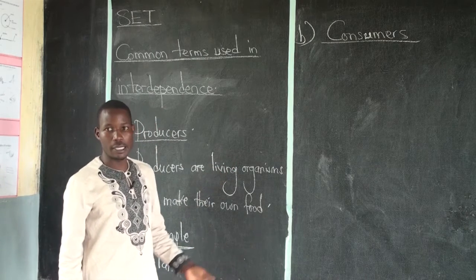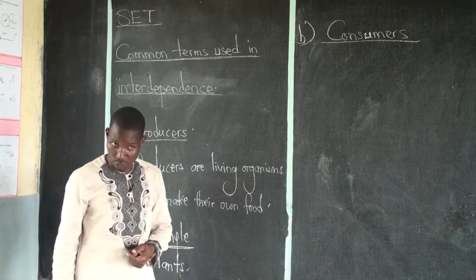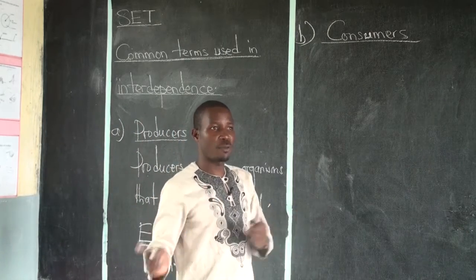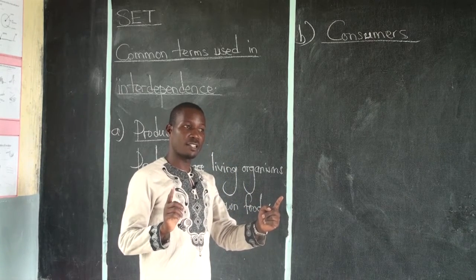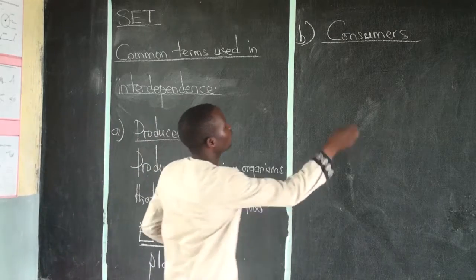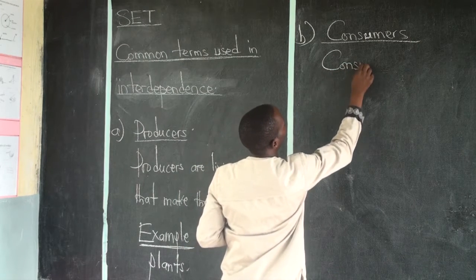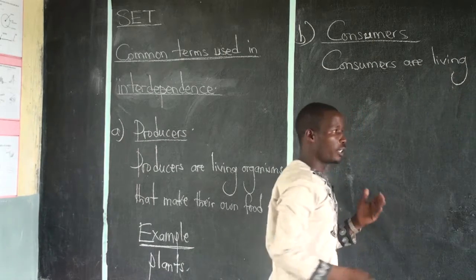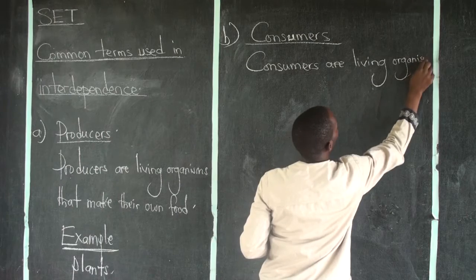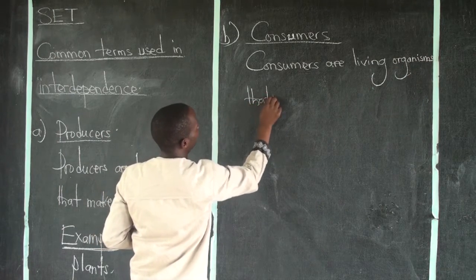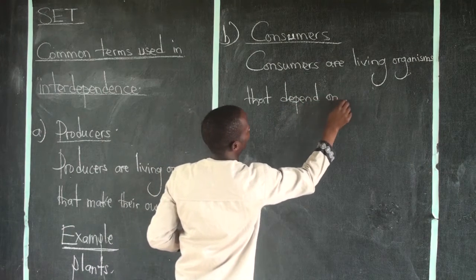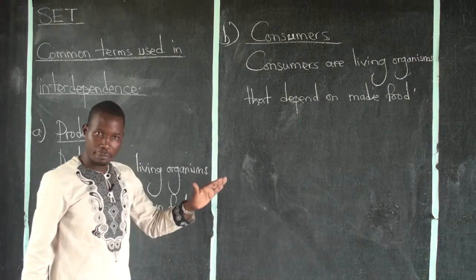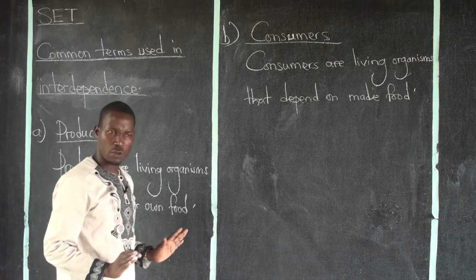If you look at the environment, there will be the animals. Animals will depend on food that's made by plants, because plants make their own food. That's why plants are there, because animals are there. So animals are going to be consumers. They will be depending on what plants have made. We can simply define consumers as living things or living organisms that depend on already made food, or already manufactured food. That's how you can define the consumers.